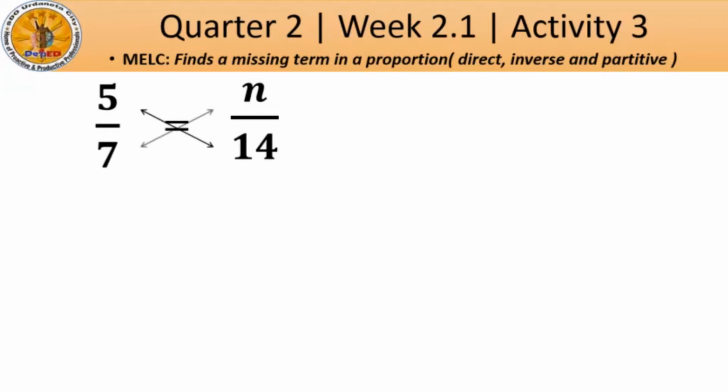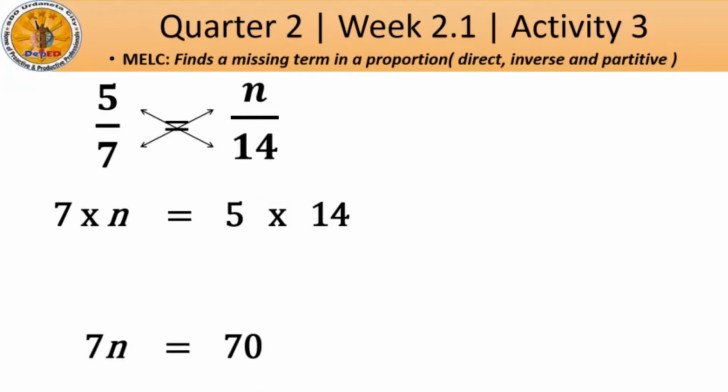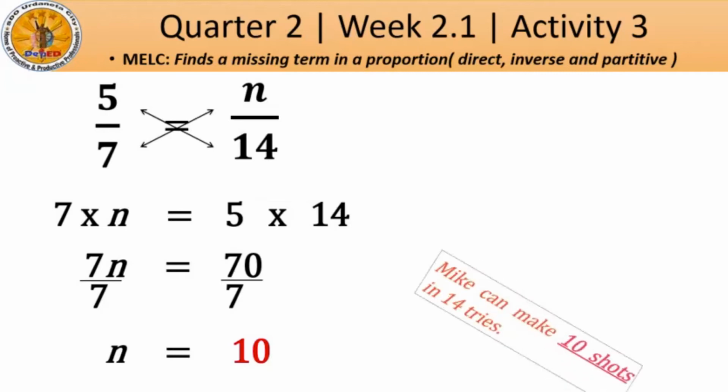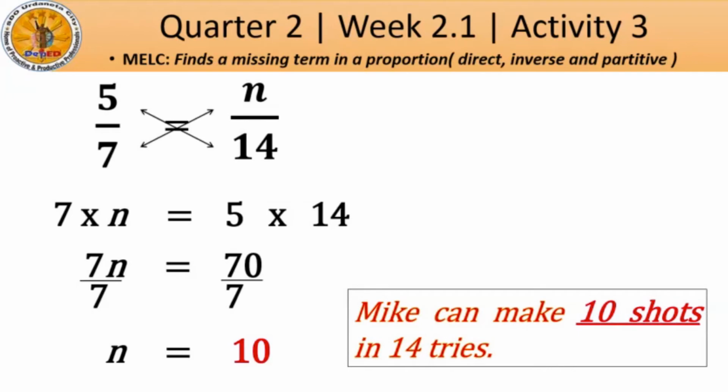First step is to do cross multiplication. So we have 7 multiplied to n as to 5 multiplied to 14. We have 7n is equal to 70. Then divide both sides by 7. So we have n is equal to 10. Our missing term is 10. Mike can make 10 shots in 14 tries.